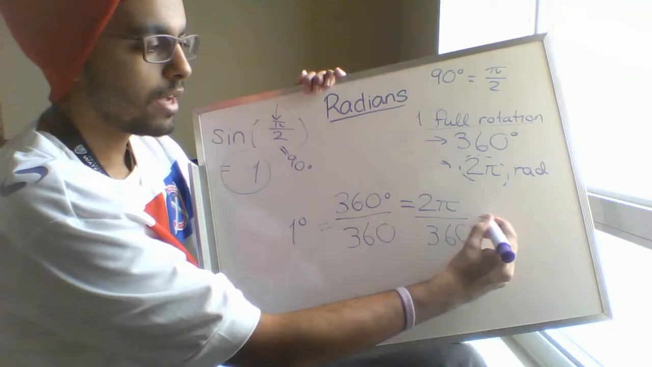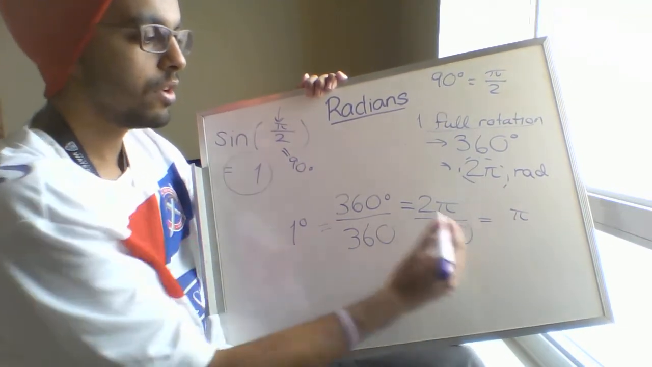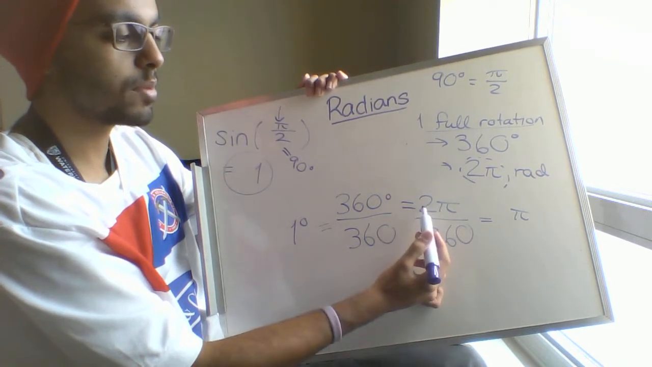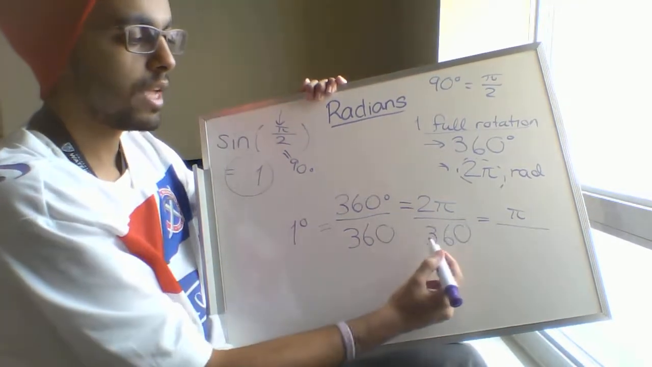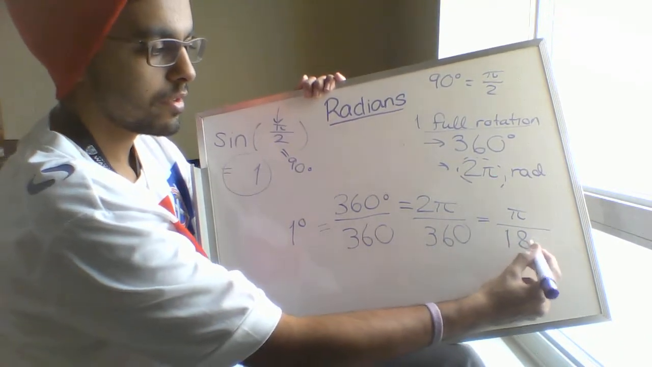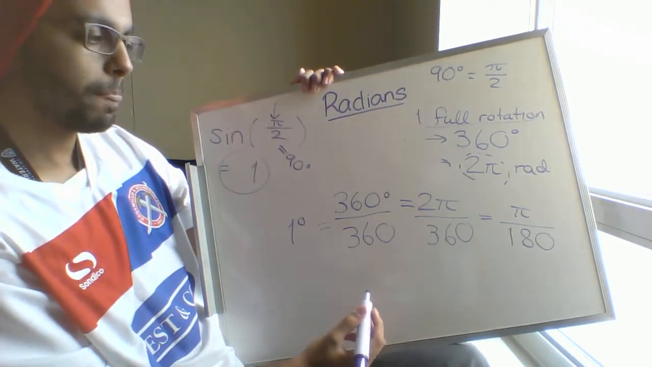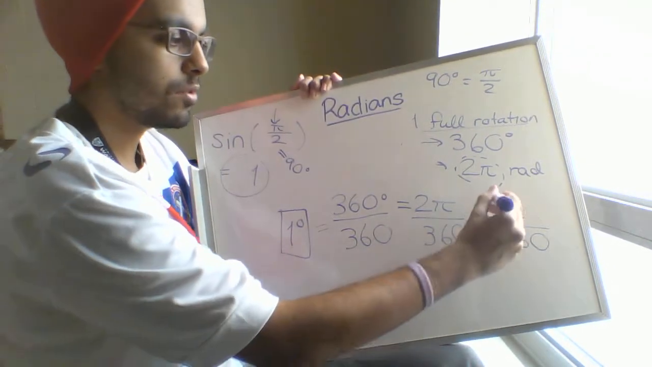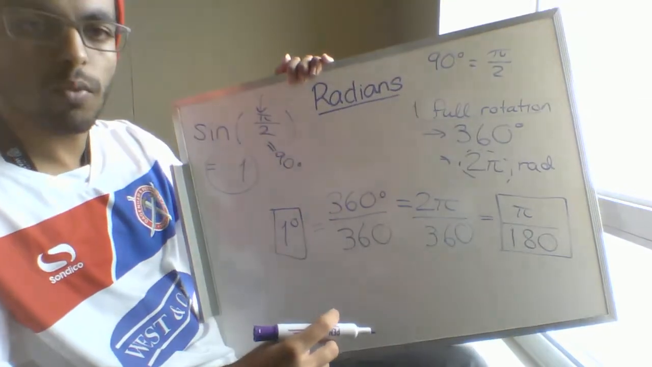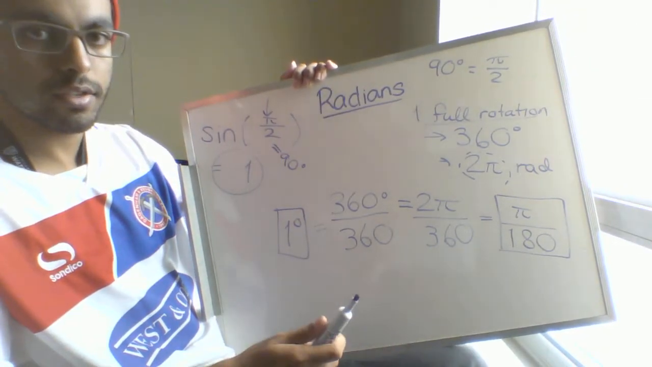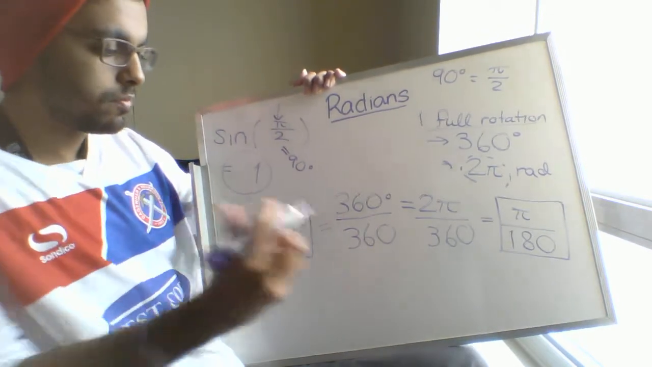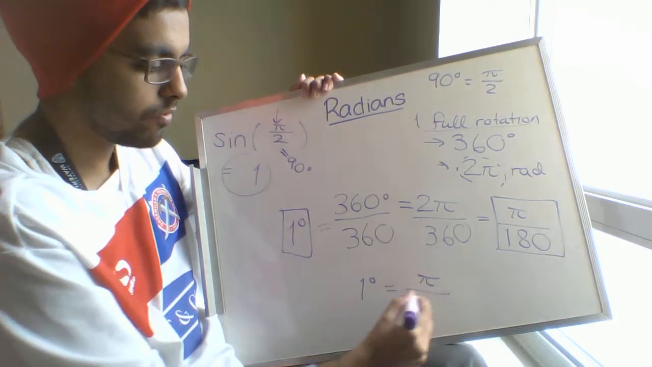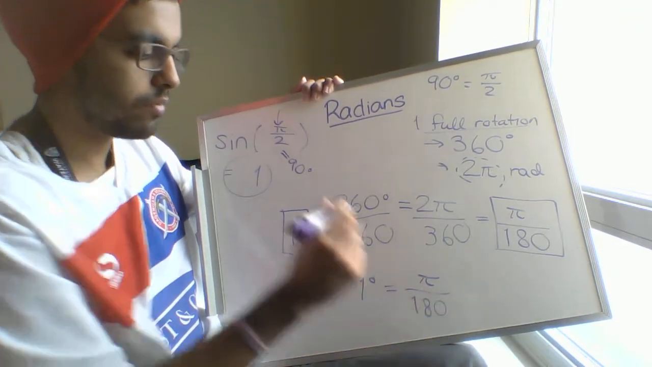On the right side, I don't touch the pi, I leave the pi by itself. 2 divided by 360, if you cut out a factor of 2 from each of them, this becomes a 1, so you don't have to write anything with it, and this becomes 180. So what this is telling you is that 1 degree is equal to pi over 180 radians. Let me write that down here. 1 degree is equal to pi over 180 radians.